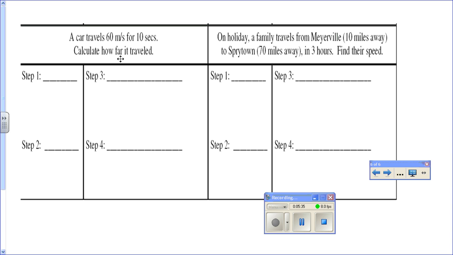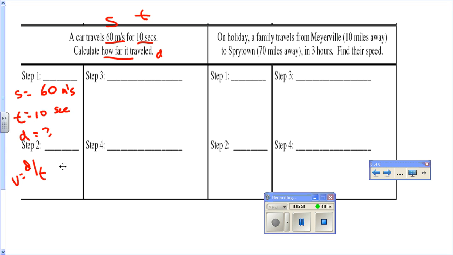If they ask you how far it traveled, they're looking for D. 10 seconds is time. 60 meters per second is your speed. So your speed equals 60. And your time is 10. You're looking for D. It's still that V equals D over T. But when you rearrange the formula, what you're going to end up with is D equals VT. Everyone write that down so you'll have it somewhere. So all you have to do is 60 times 10. And it's 600. And since this is meters per second, distance uses meters.